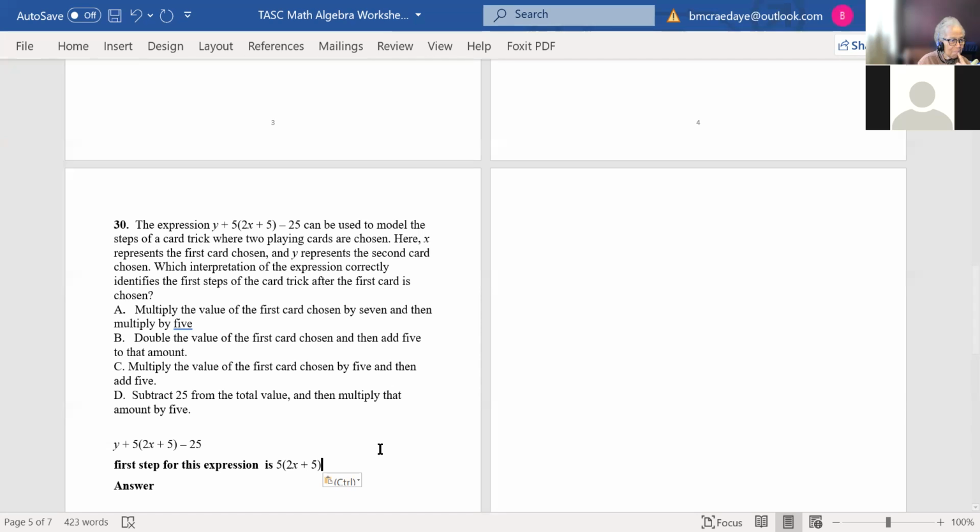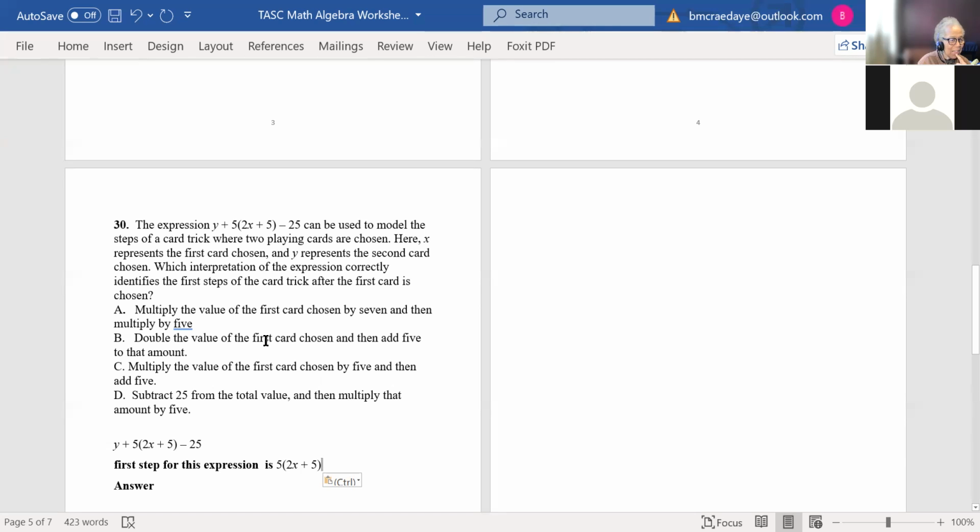Okay. Either A or B. Multiply the value of the first card chosen by 7. Or I figure it's A. Multiply the value chosen by 7. Okay then. Now you got to explain to me. The answer is B.